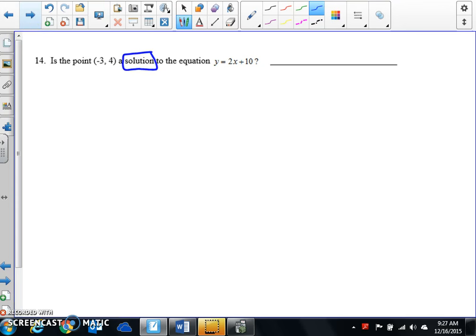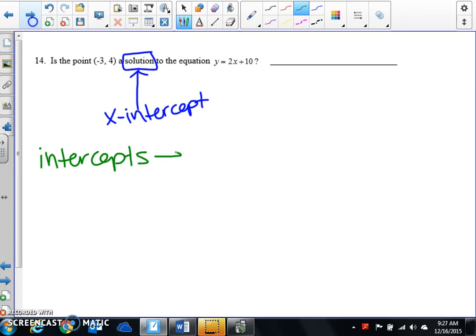All right, the difference between that question and the next question is this one says, is it a solution? Remember, the solution is the x-intercept. Just the x-intercept. Remember, she's the diva. So if we want to find intercepts for anything, we always put into standard form.